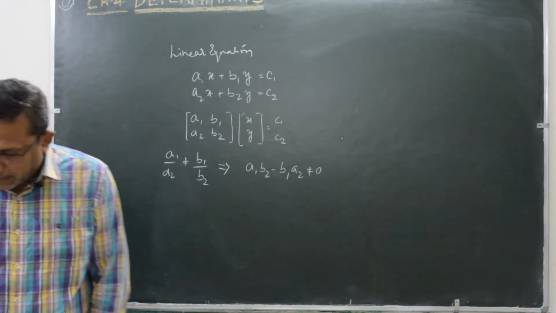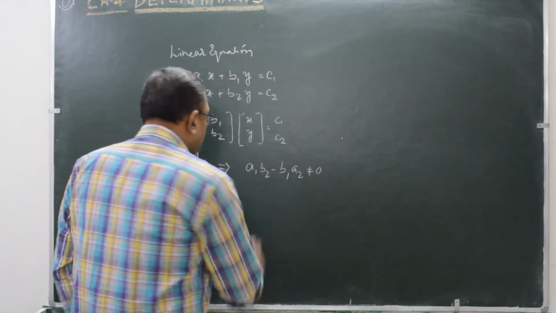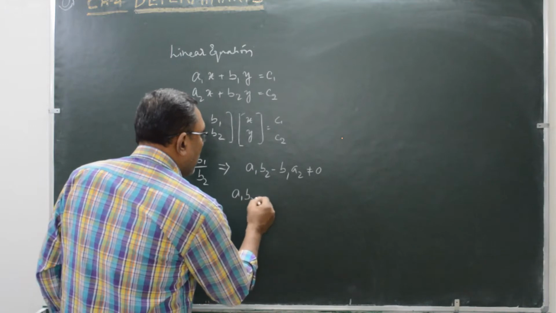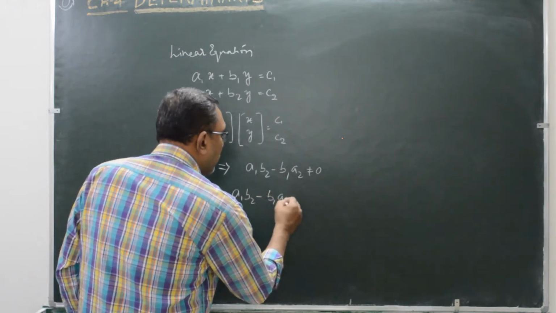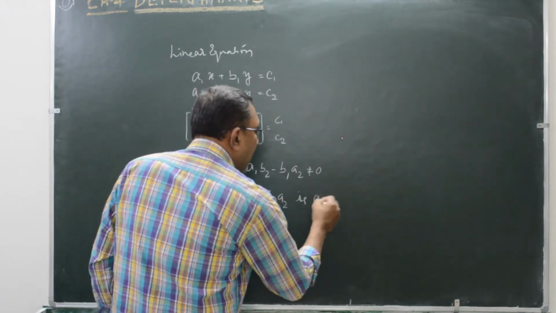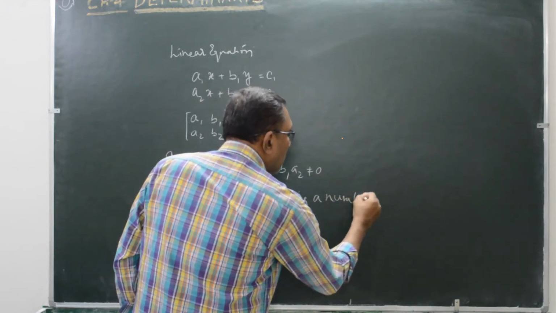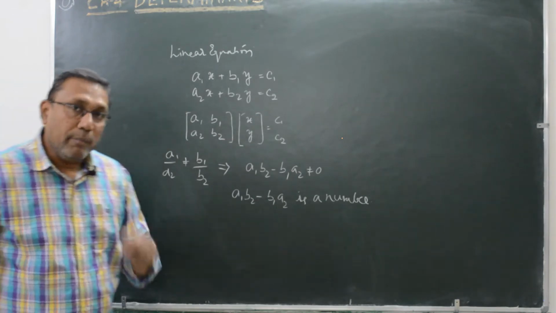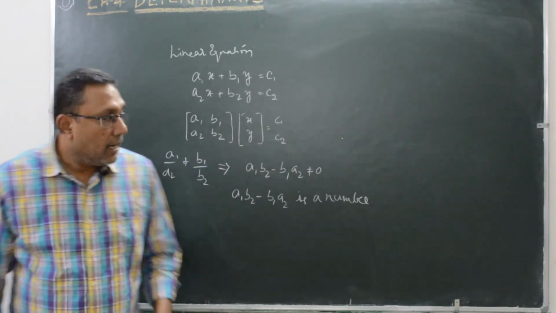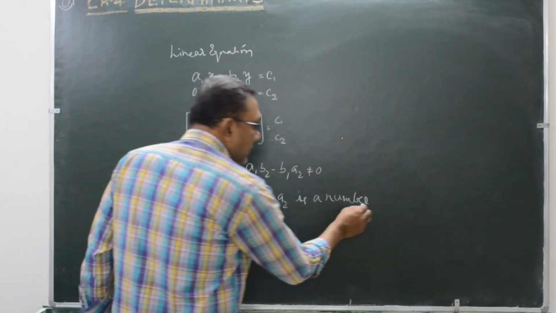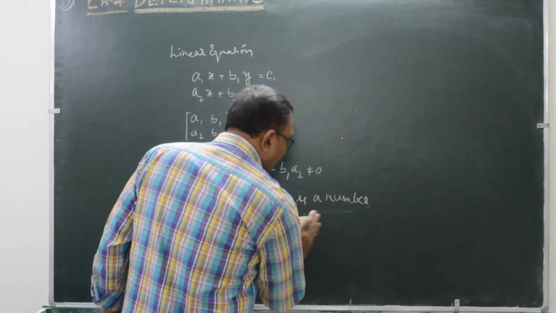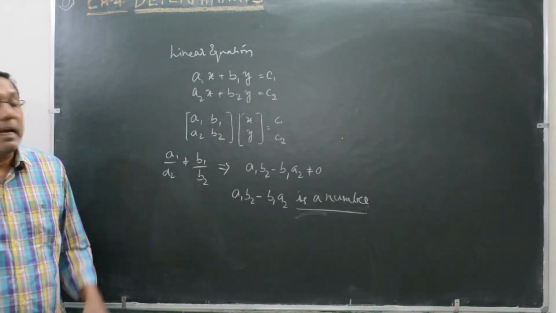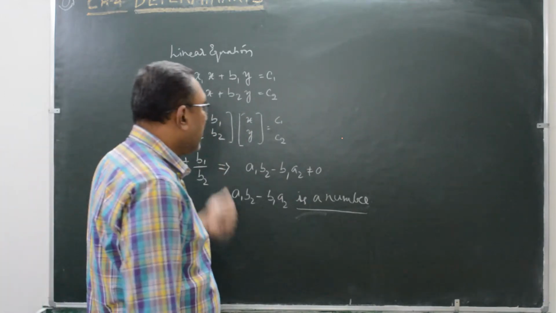This a1 b2 minus b1 a2 is a number associated with this particular matrix form. Such a number, which decides the unique solution, is called the determinant of this particular matrix.